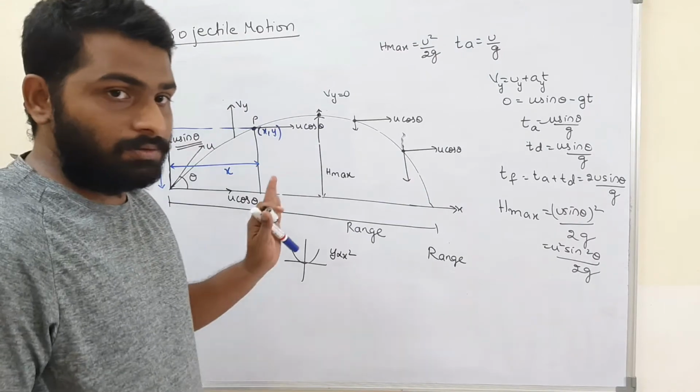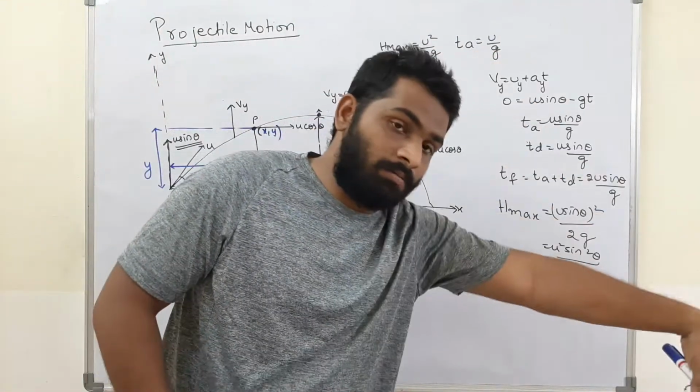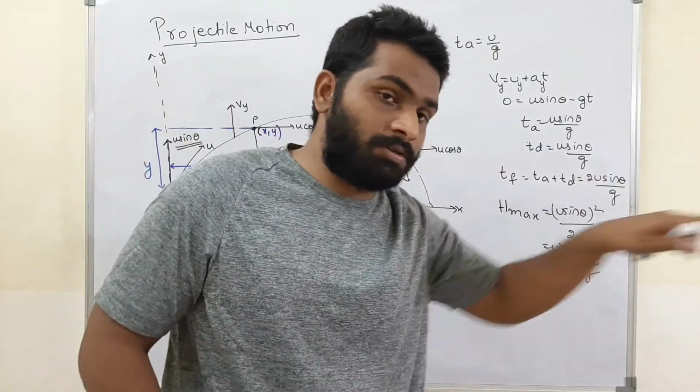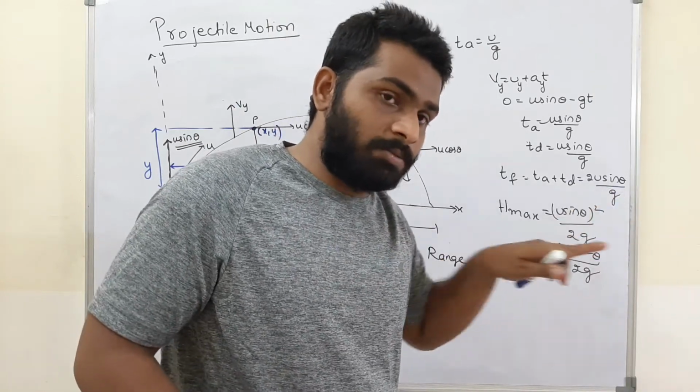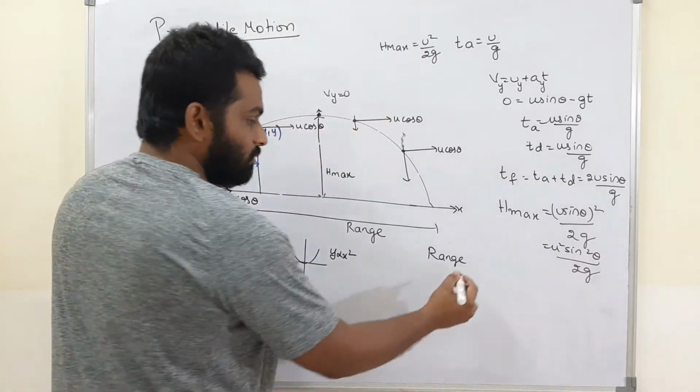That means the vertical velocity will decrease and then increase, but the horizontal velocity is always constant. What is the range? Displacement. What is the displacement in the x-axis? Displacement is equal to velocity into time. What is the velocity? u cos theta.